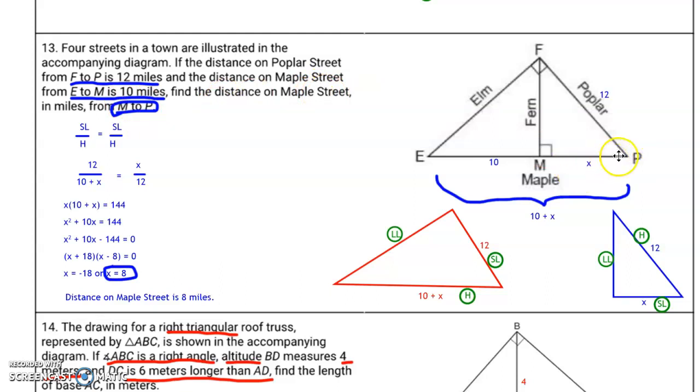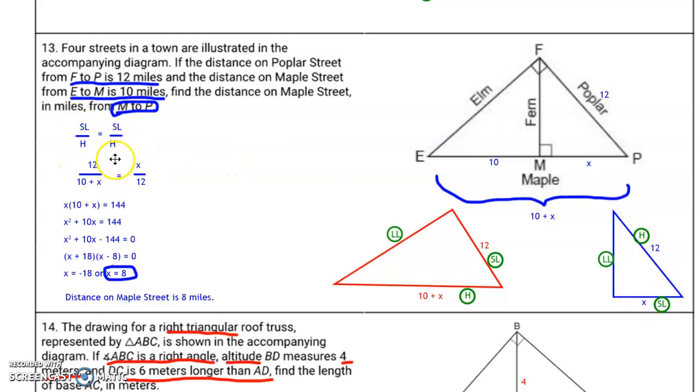Now, in order to do this problem effectively, I needed this hypotenuse. So I showed that calculation. That's just 10 plus x. That's labeled here. So now I have this triangle brought down here, and I know the hypotenuse is 10 plus x, and I know the short leg is 12. Similarly, I know that in this triangle here, the triangle with the x in it, the x is going to be the short leg, and the hypotenuse is going to be 12.